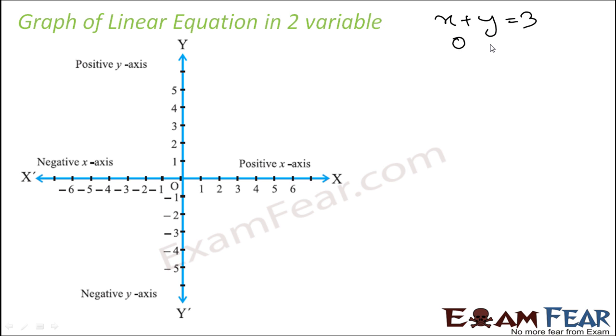One can be x is 0, y becomes 3. x is 1, y is 2. x is 2, y is 1, x is 3, y is 0. There are so many actually. You can have x is minus 1, y is 4, x is minus 2, y is 5, or let's take x is 4, then y becomes minus 1, x is 5, y is minus 2, like that. There are so many solutions.